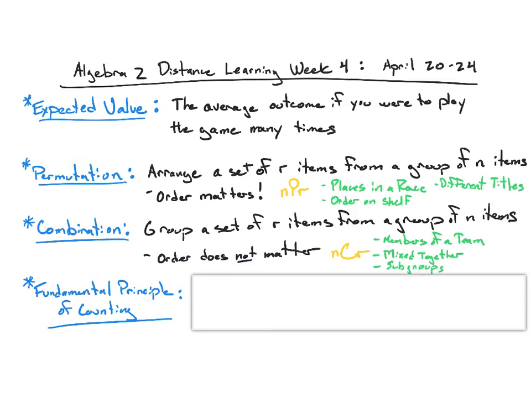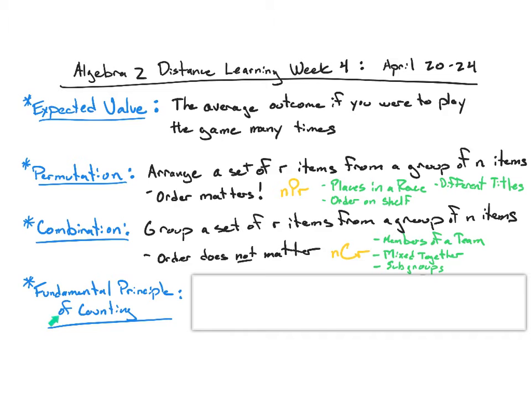And then we have combination, which is very similar, but instead the order does not matter. So you're doing the same thing. You have r items from a group of a total of n, but the order doesn't matter. You're on the team, you're a member of the team, it doesn't matter which one. You're mixing things together, or you have subgroups.